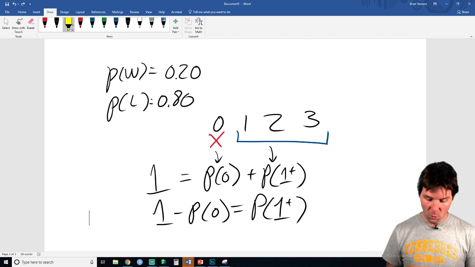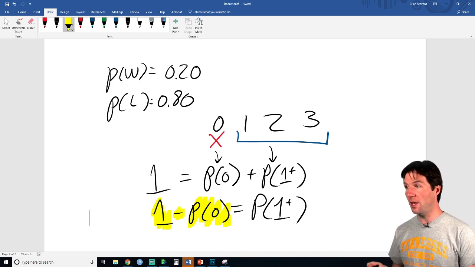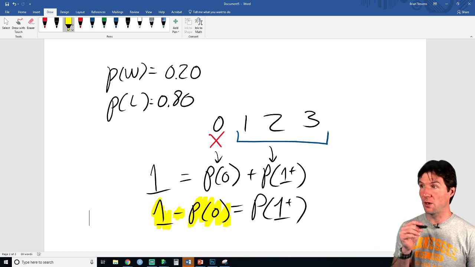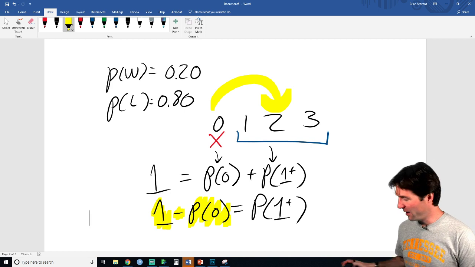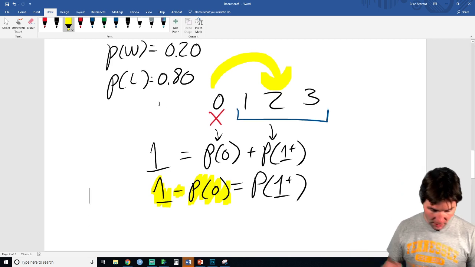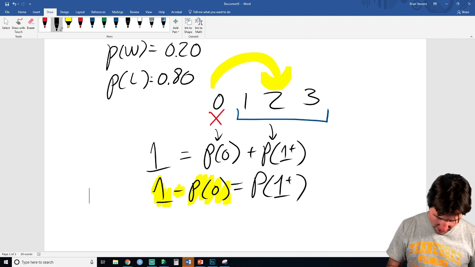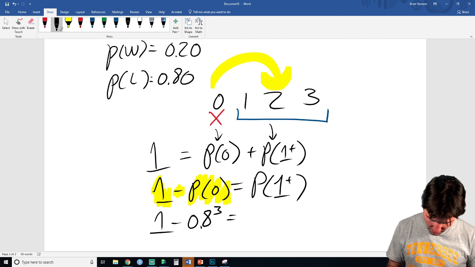When we look at 1, 1 is everything. Everything but losing on all your lottery tickets. Does that make sense? So I think Sydney found it. All we have to do now is find the probability of losing on all your lottery tickets. Because either you will lose on all your lottery tickets or you will win on at least 1. And that's where the probability came from, because all we need here is 1 minus 0.8 to the third power.